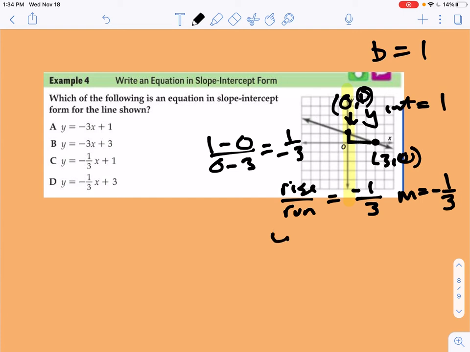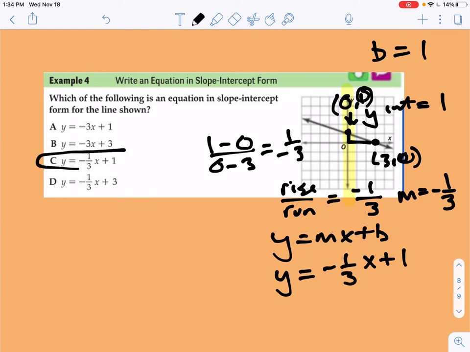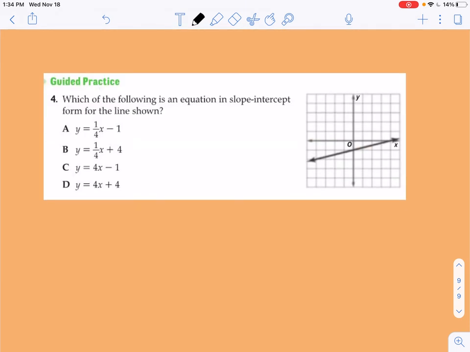And so now, if I'm putting it in the form y equals mx plus b, I would go y equals, my m is negative 1/3, put your x in, and then your plus b is plus 1. And so I'm going to go look at all these and find the one that matches that, and that would be letter C, right? Okay, you try, and then come back and we'll see how you did.